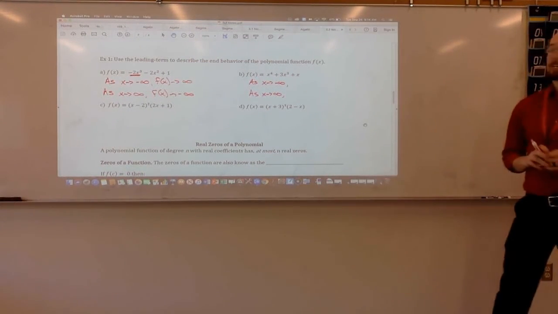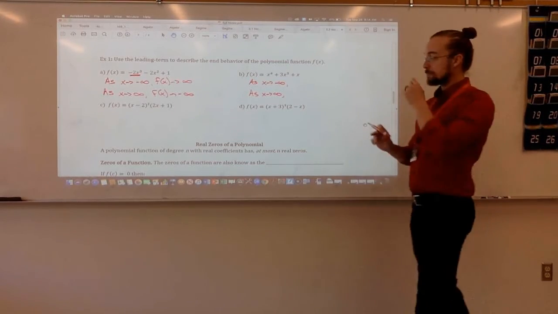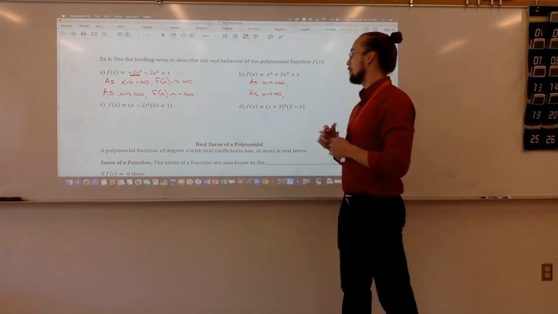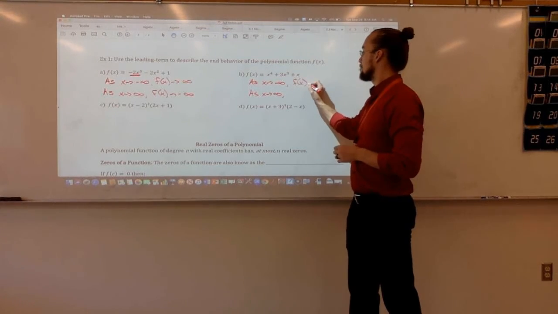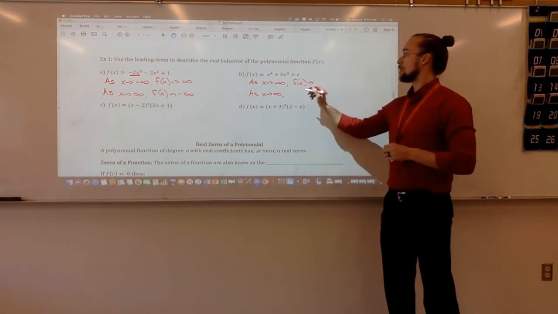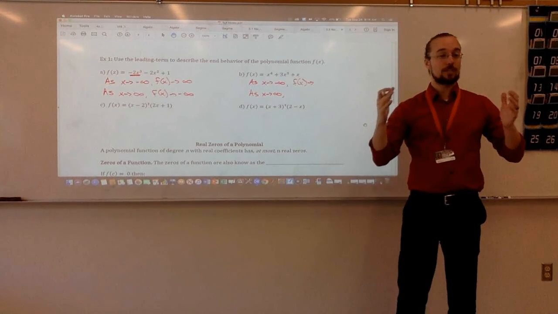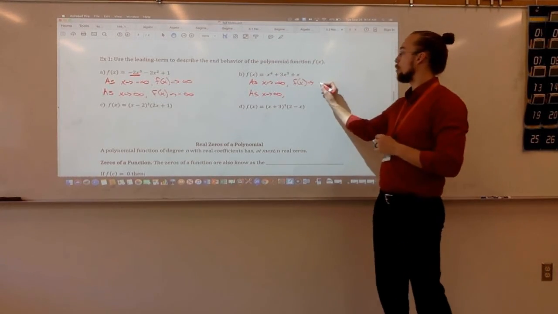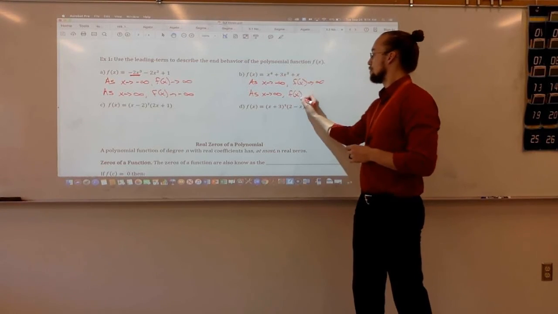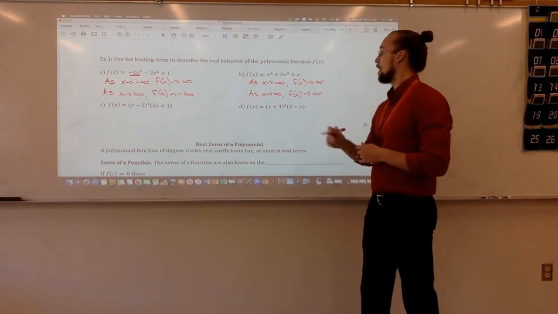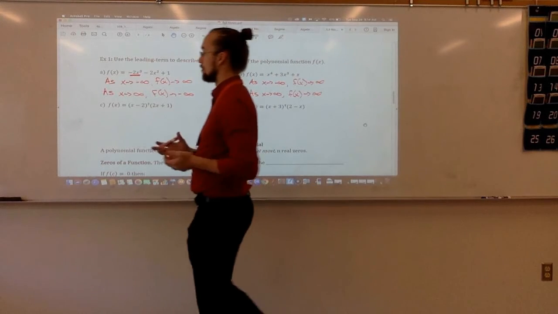All right, let's take a look at these real quick here. Okay, so for B, as x goes to negative infinity, f of x would go to, this is a positive even degree. It'll look like this. So my y value is going to go to positive infinity. And as x goes to positive infinity, f of x will also go to positive infinity.